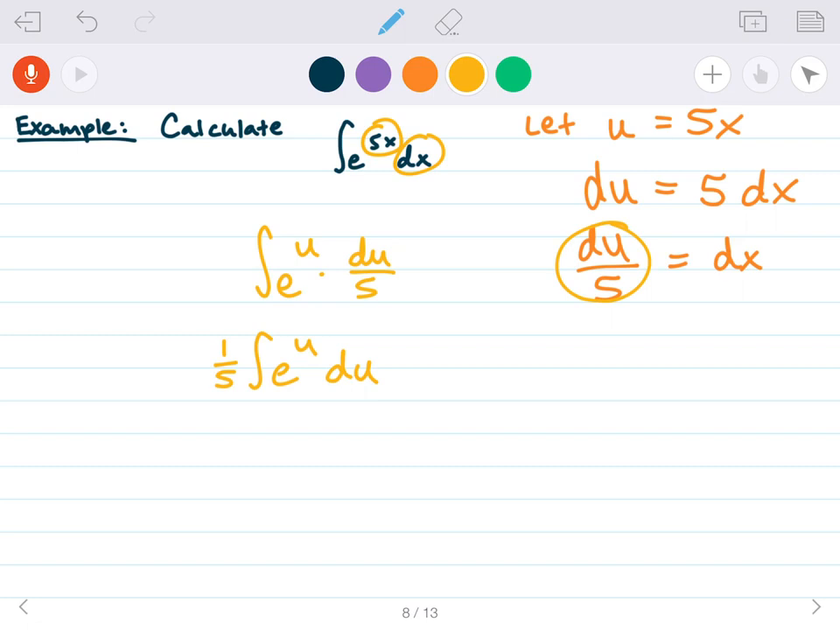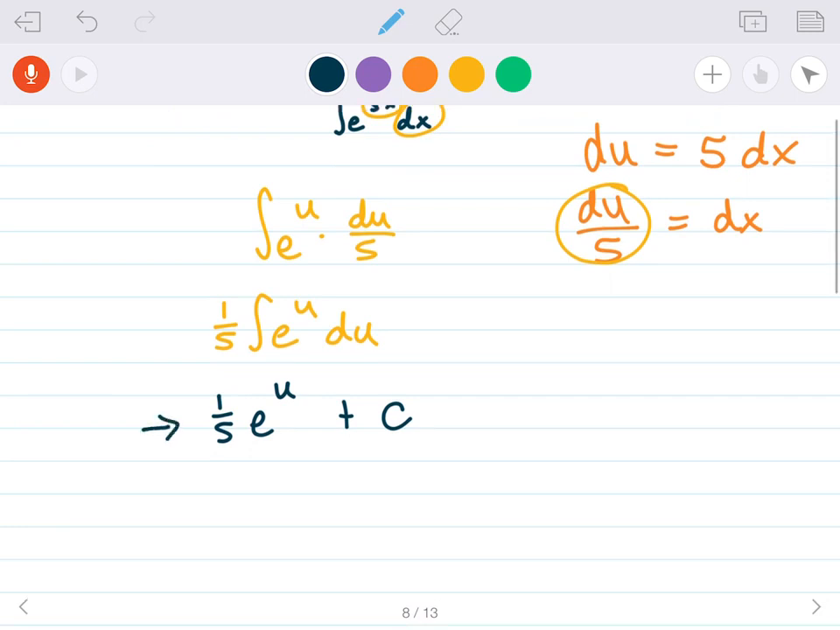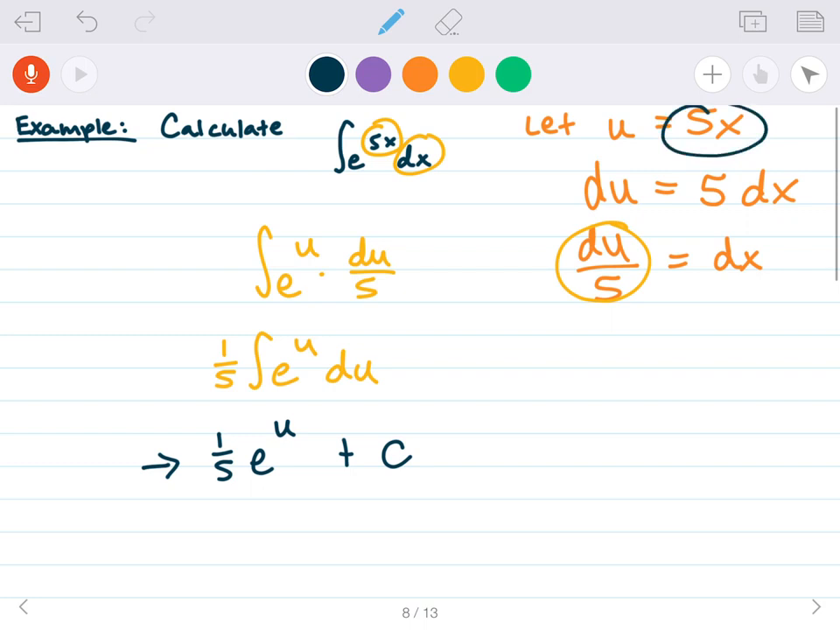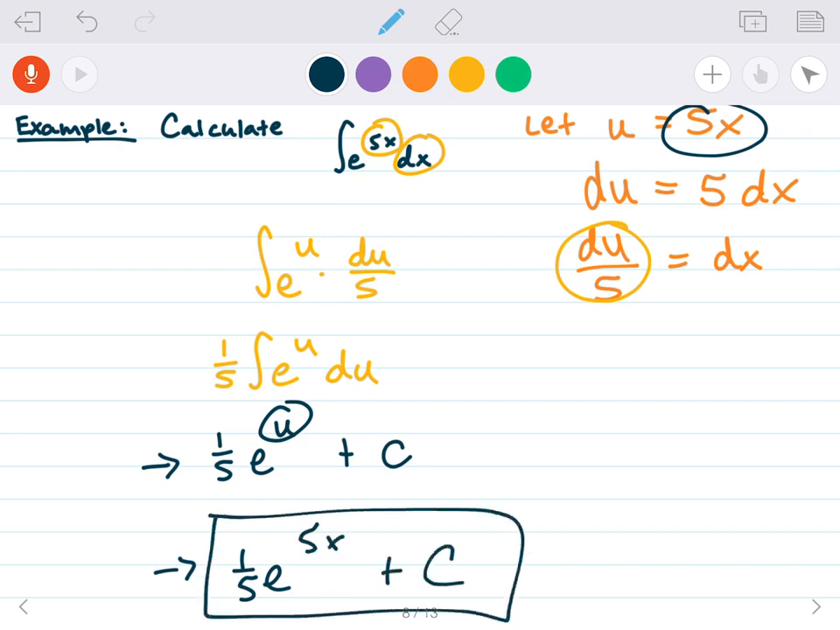All right, now we know that e to the x, or e to the u, is the derivative of itself. So when I take this indefinite integral, I'm just going to get e to the u. And of course, plus c at the end. Now u, we said, was 5x, so I plug it back in, and I get 1 over 5 e to the 5x plus c, and this is my final answer here.